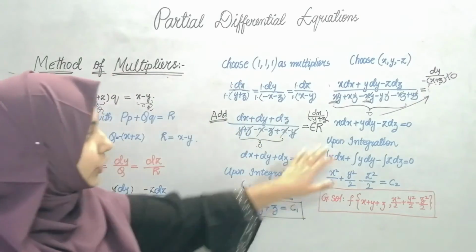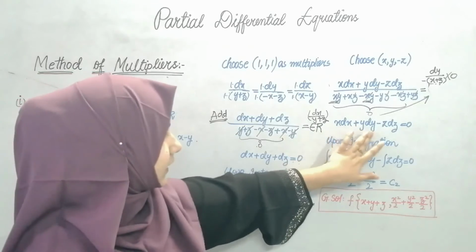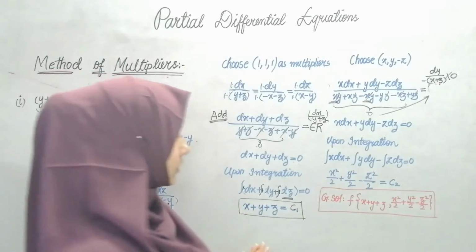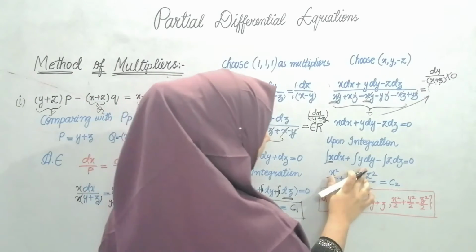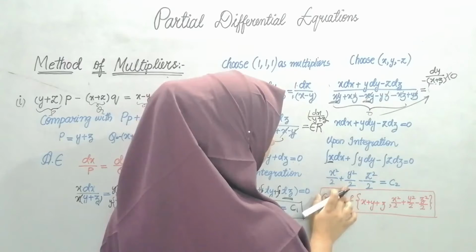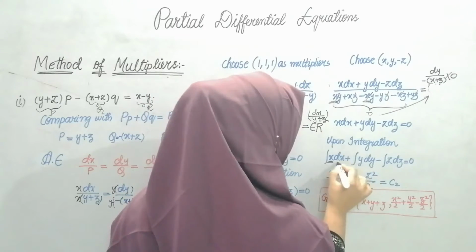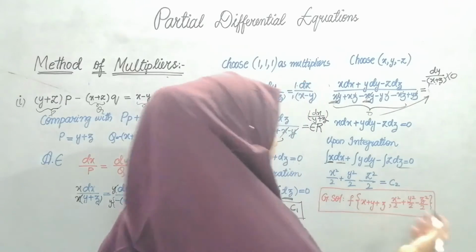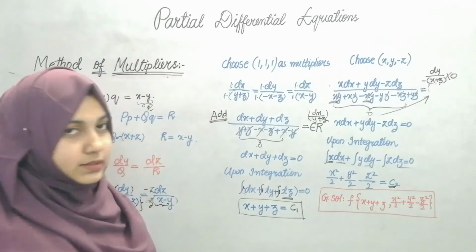Done. Now I'm going to integrate this. So integration of x dx plus integration of y dy minus integration of z dz is equal to 0. So the integration of x is x square by 2. Y's integration is y square by 2. And z's integration is z square by 2, because we are integrating with respect to dx, dy and dz. Now I need another constant after integration. I'll get a constant, that is c2. c1 is done, I'll take c2.